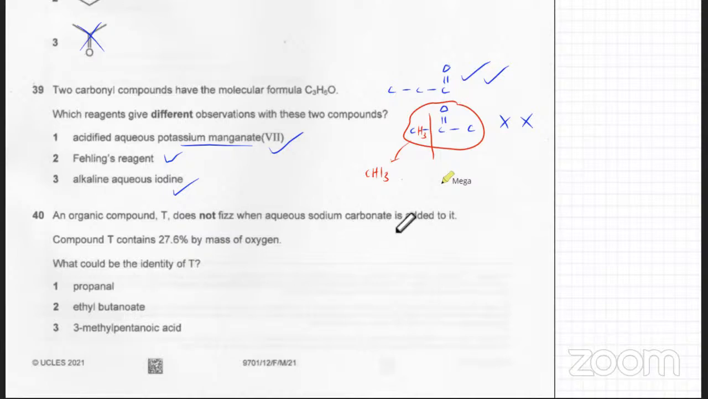So organic compound T does not fizz when carbonate is added. That means it's not a carboxylic acid. So T is not a carboxylic acid. So now compound T contains 27.6% oxygen by mass. What could be the identity of T? So it's not a carboxylic acid. तो पीछे रहेगा आपके पास, you got these two options. That's it. Does not fizz with sodium carbonate. So one of them is an ester, the other one is an aldehyde. All you have to do now is find which T contains 27.6% by mass.